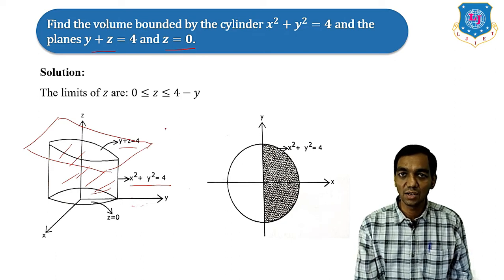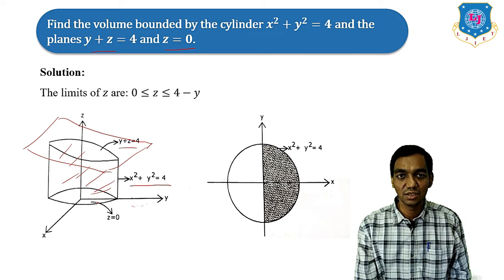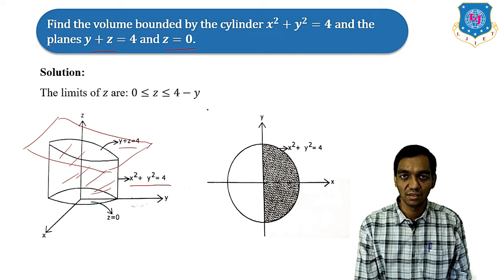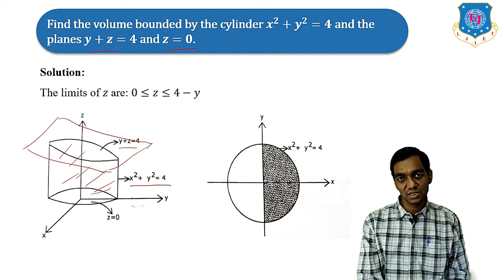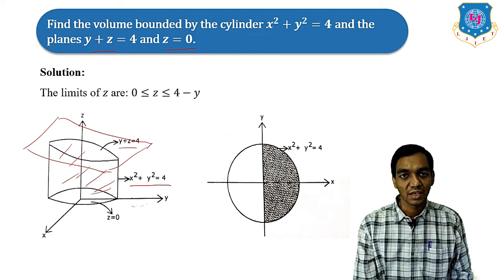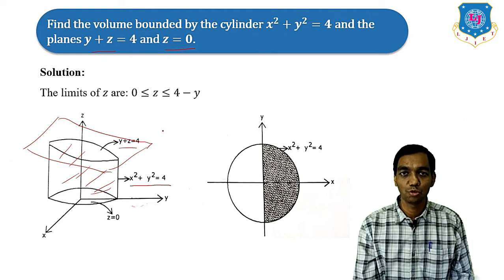So if you are going to find the limits of z, then z is starting with 0. And from this equation, you have z is equal to 4 minus y. Correct? So this is the first thing that you have to find out. Secondly, you have to find out the projection.